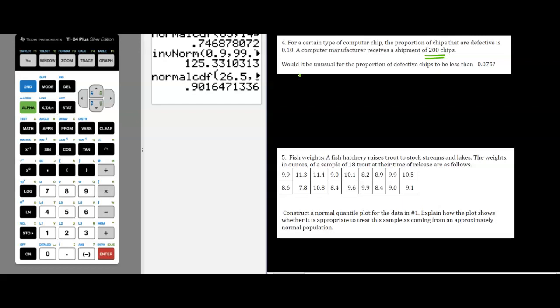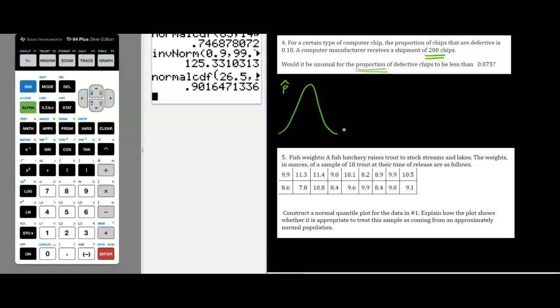So notice that we could reword this question as, would it be unusual for the proportion of the sample to be less than 0.075? So if you have a problem that involves a sample and then it involves proportions, then that makes you believe that this is a problem involving the p-hat distribution, our distribution of sample proportions.